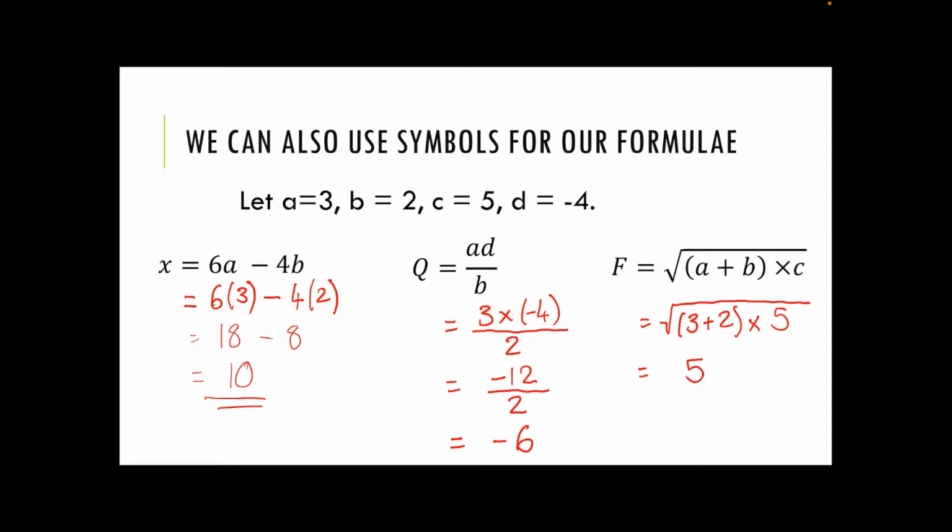So 3 plus 2 is 5, and I am multiplying by that second 5. Don't forget your square root sign. 5 times by 5 is 25, and doing the square root of 25 then is just going to give us 5 as our answer.